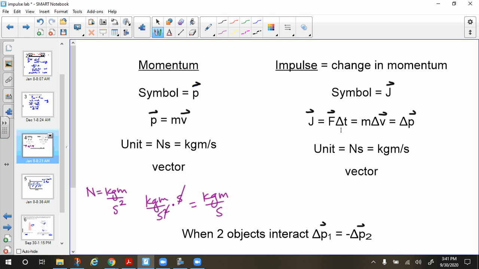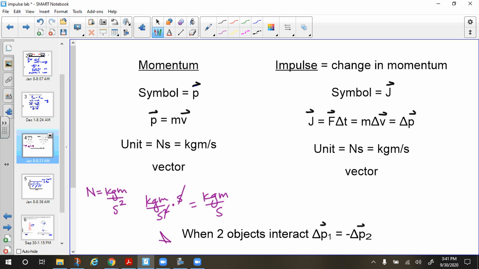Impulse is force times change in time. It's also equal to mass times change in velocity, and we can write it as change in momentum, delta P. So you can write it any of those ways, any combination. The unit is the same as the unit for momentum because it's just the change in momentum, just like the unit for change in time is the same as the unit of time, and it is a vector.